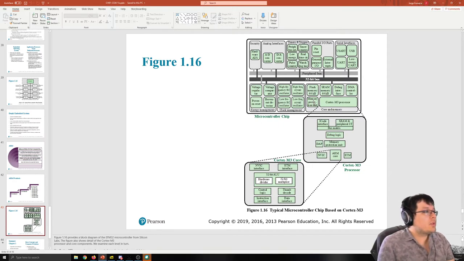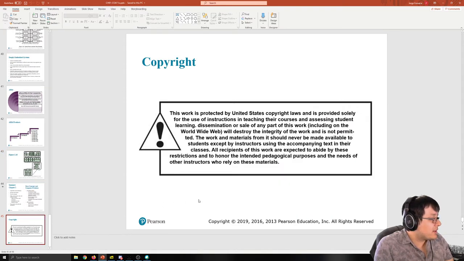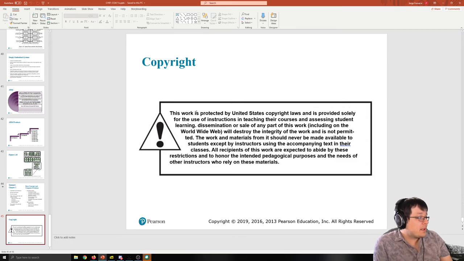What reading should we do tonight? Did you find out how you can upload the slides? I have not. I will check, because there's this thing at the end here that says, this work is protected by United States copyright law and is solely for use and instruction in teaching their courses. Dissemination or sale of any part of this work will destroy the integrity of the work and is not permitted. The work material from it should never be made available to students except by instructors using the accompanying text in their classes.